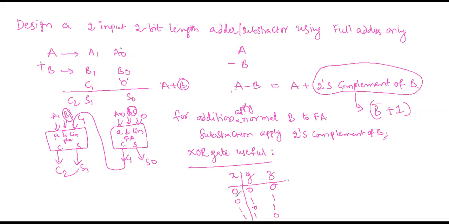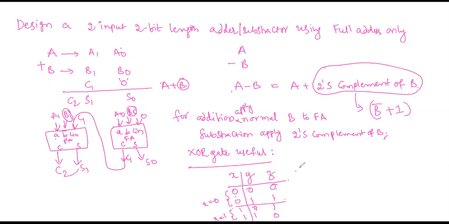Now see, dividing the table into two parts. When X is 0, whatever the value of Y is presented at Z. Observe: if Y is 0, Z is 0; if Y is 1, Z is 1. If X is equal to 1, Y is 0 gives Z as 1, so you are getting the complement.